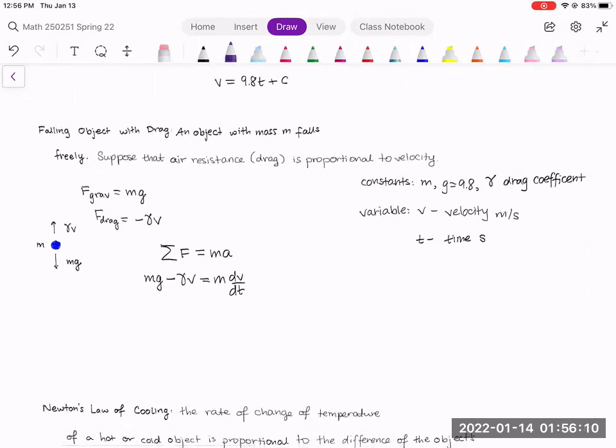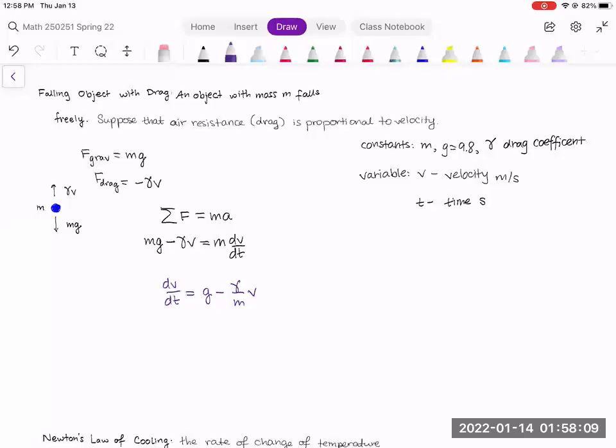All right, let's take a quick look at this equation. Notice we can leave it in this format, or we can divide through by mass. This gives us dv dt equals g minus gamma over m times v. And since we often use just 9.8 for our gravity constant, we've got 9.8 minus gamma over m times v.